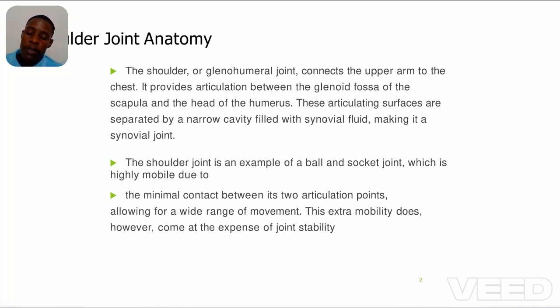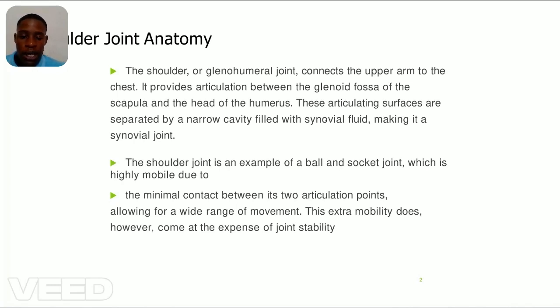So, our shoulder joint is a synovial joint because it is encapsulated by a joint cavity, and inside the joint cavity there is synovial fluid, making it a synovial joint. The joint is an example of a ball and socket joint, which is highly mobile due to the minimal contact between its two articulating points, allowing for a wide range of movement.